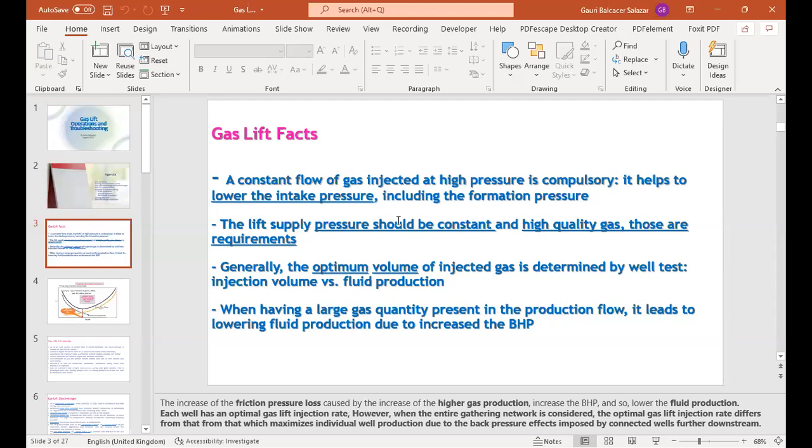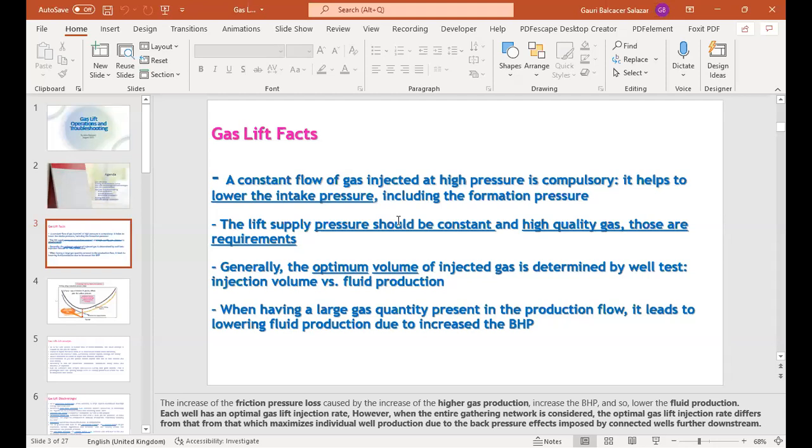Not intermittent. The lift supply pressure should be constant, of course, and high quality of gas should also be some of the major requirements. Without this, we are facing too many problems, and we are not producing an optimum rate from the wells. Generally, the optimum volume of gas to be injected is determined by well test. The well test is basically tracking the volume of gas injected versus the production fluid.